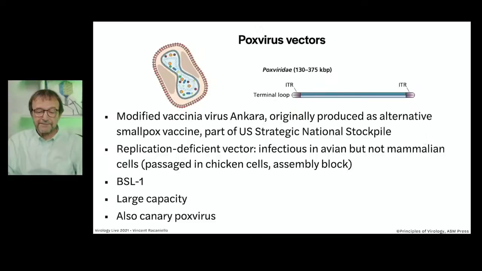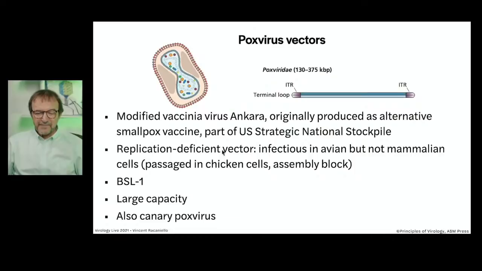Pox virus vectors have also been developed. And as you know, we have had a very successful pox virus vaccine, and a virus called modified vaccinia virus Ankara was produced as an alternative smallpox vaccine. The original smallpox vaccine had quite a high level of side effects, so they produced a version, MVA, and this is part of the U.S. strategic national stockpile. As I told you, we have enough doses of smallpox vaccine to immunize every American in case of a bioterror attack, and the virus used for that is MVA, so extensively studied. This is a replication-deficient virus. It was passaged in chicken cells.